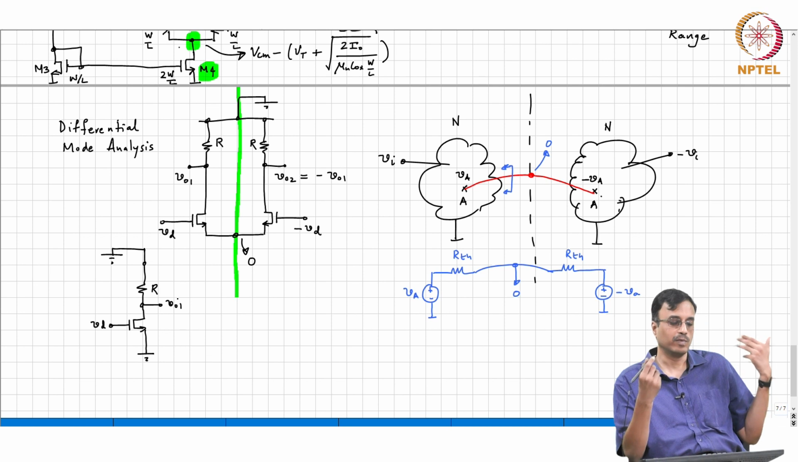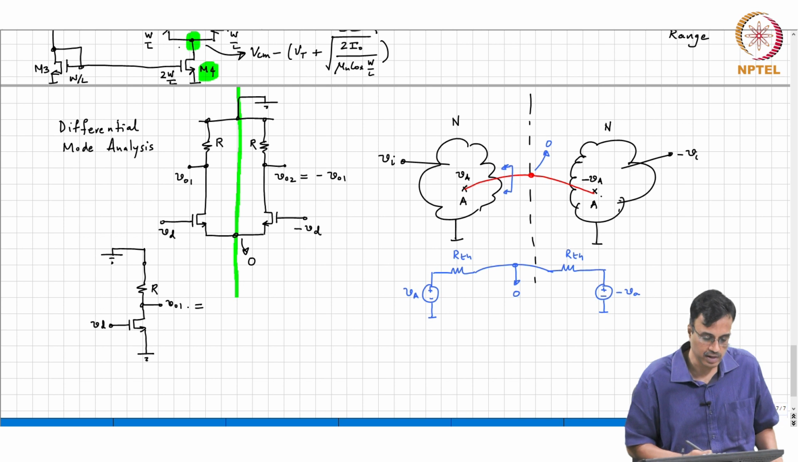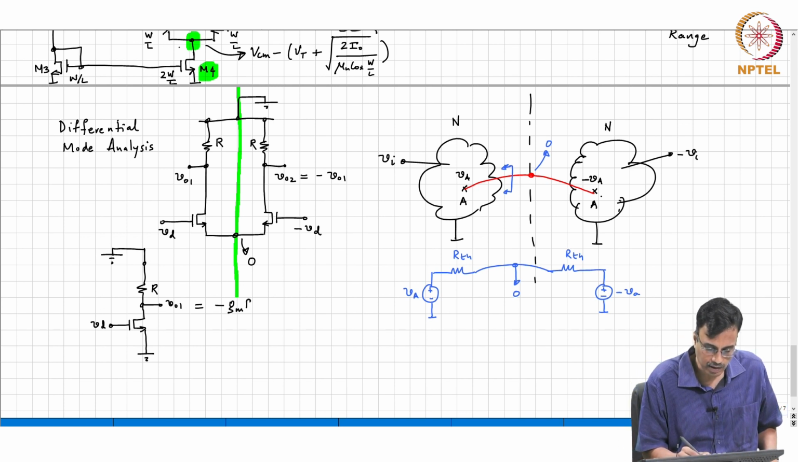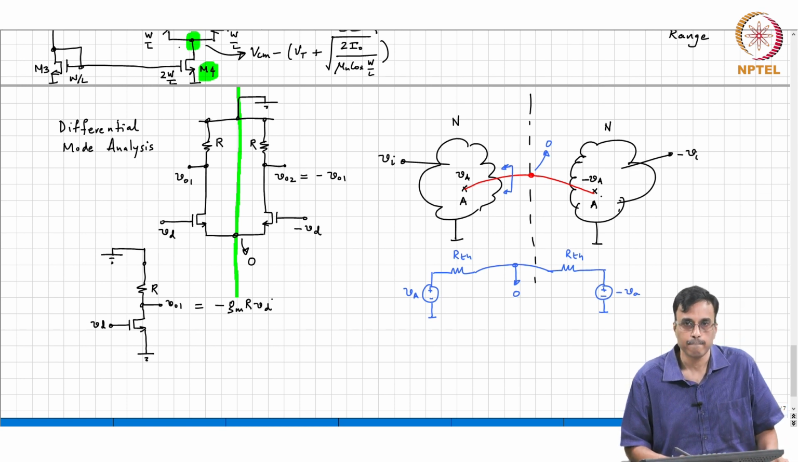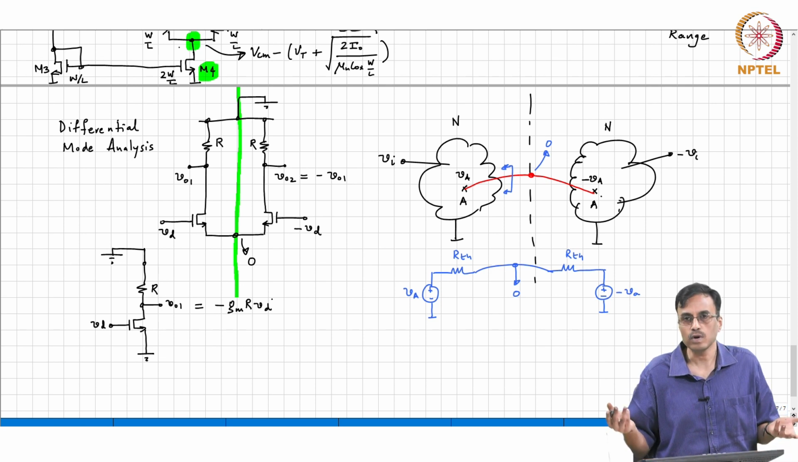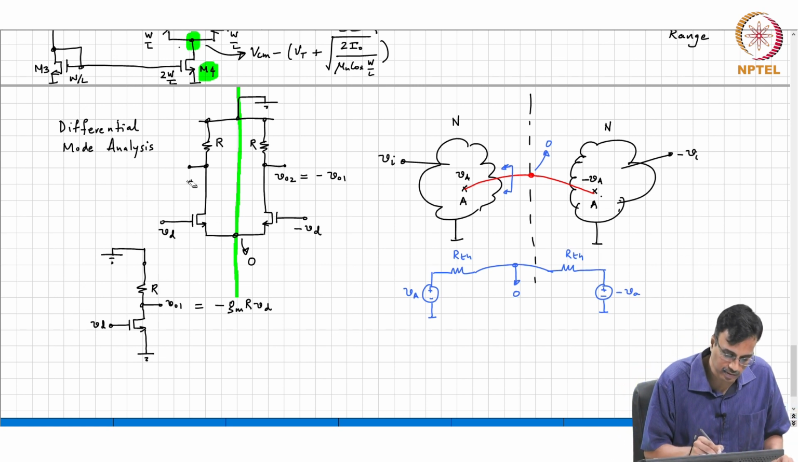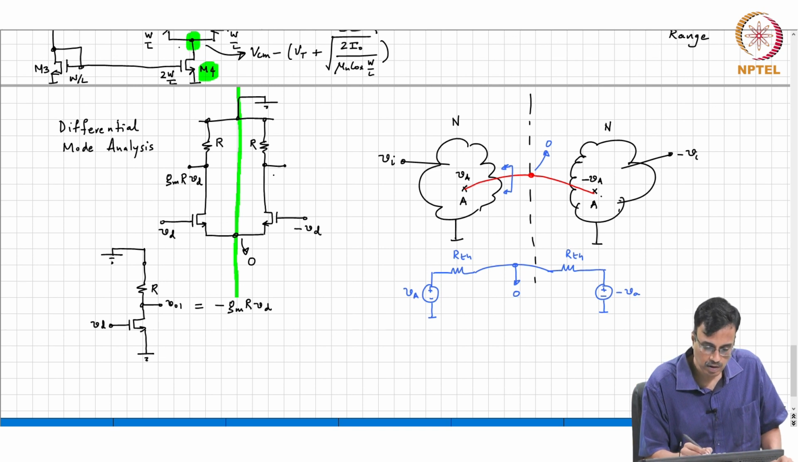So, how does this look? This is very familiar. This is nothing but the common source amplifier. So, VO1 must be minus GM R times VD. All right. What is VO2 therefore? Plus GM R times VD. So, basically the incremental voltage is GM R times VD, and this is minus GM R times VD.